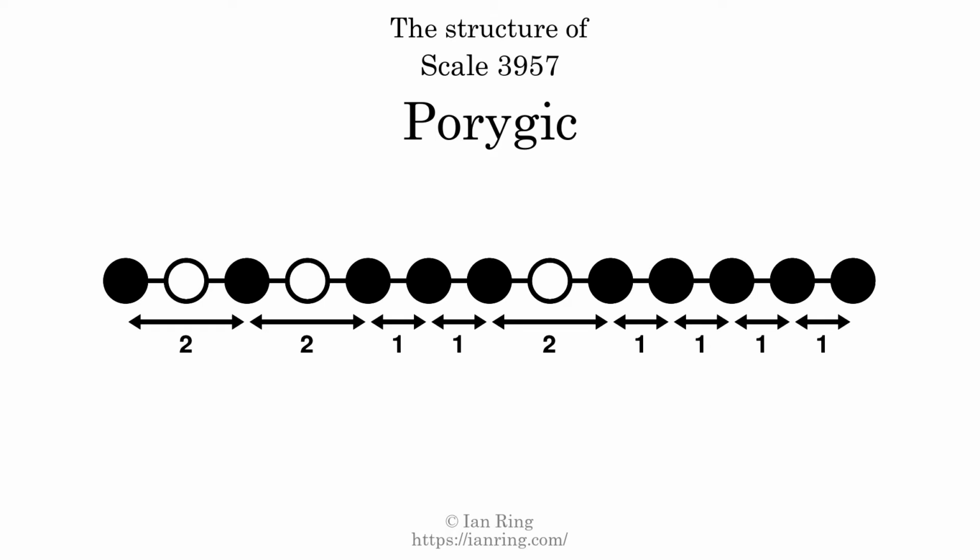The structure of a scale is a description of the interval distance between each successive tone. This scale has a structure of 2 2 1 1 2 1 1 1 1.